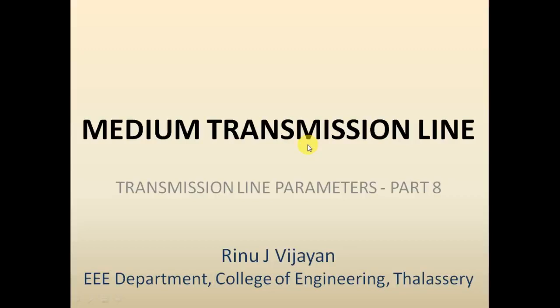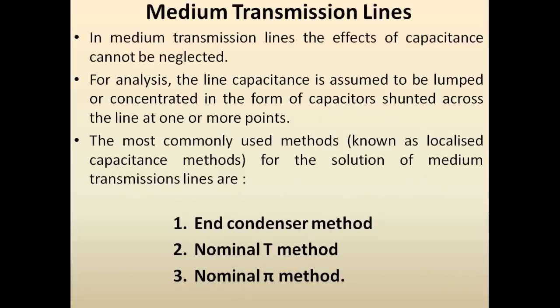Hi all, today we are going to study about medium transmission lines. Medium transmission lines are those which have a length of about 50 to 150 kilometers and voltage ratings greater than 20 kilovolt. In medium transmission lines, the effect of line capacitance cannot be neglected, just like how we have done in the case of short transmission lines.